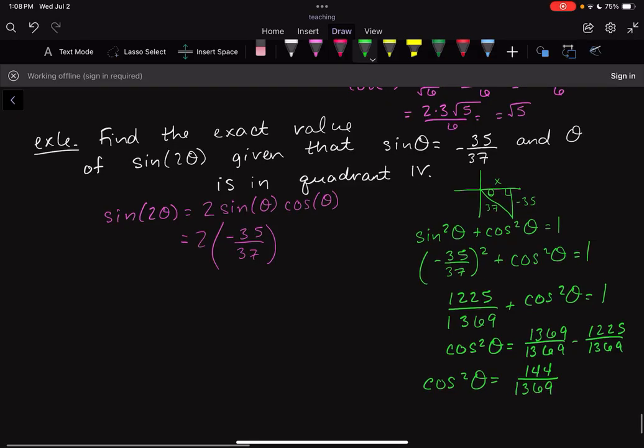If I take the square root of this, I'm going to get cosine theta is equal to 12 over 37. Now I got to be careful here because it's in quadrant 4, so we have to think, should cosine be positive or negative in quadrant 4, and it'll have to be positive. So then I would go plug this in over here.